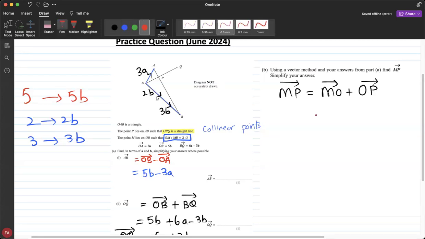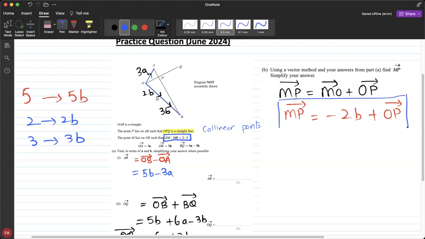So I'm very certain that if I were to plug in this value of MO, since I'm moving in the opposite direction, that has to be minus 2b plus OP. But this is where the problem is. I'm not certain about the value of OP. So I'll take a pause over here and first figure out the value of OP.